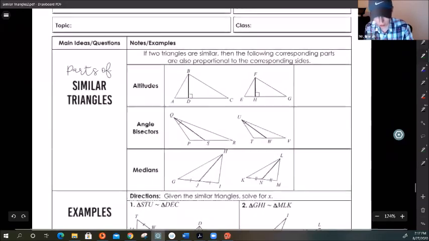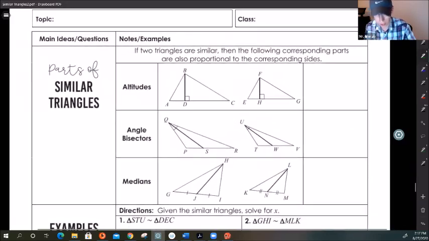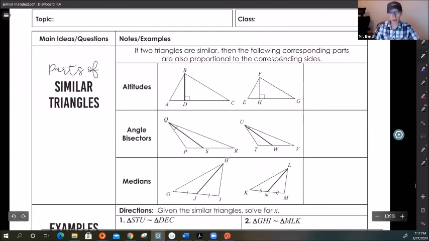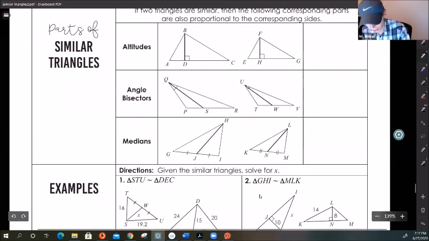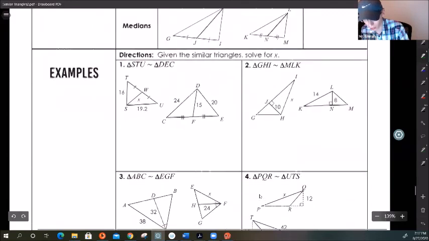Okay, parts of similar triangles. If two triangles are similar, then the following corresponding parts are also proportional to the corresponding sides. If you are given anything about these two triangles, like altitudes, they will have the same ratio because they are lengths, right? Angle bisectors, they will have the exact same proportion as well. Medians, they will have the exact same proportion. If the two triangles are similar, parts of the similar triangles are also similar to each other.